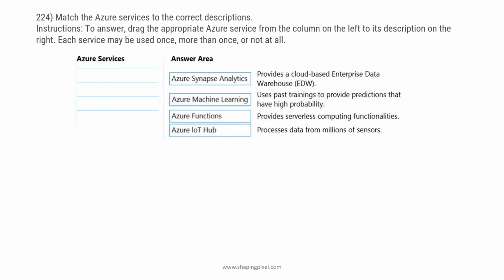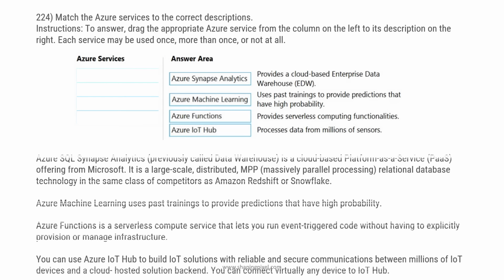Azure Functions provides serverless computing functionalities, and Azure IoT Hub processes data for millions of sensors. Azure Synapse Analytics is a cloud-based platform as a service offering from Microsoft. It is a large-scale distributed MPP relational database technology in the same class of competitors as Amazon Redshift and Snowflake. Azure Machine Learning uses past training to provide predictions that have high probability.